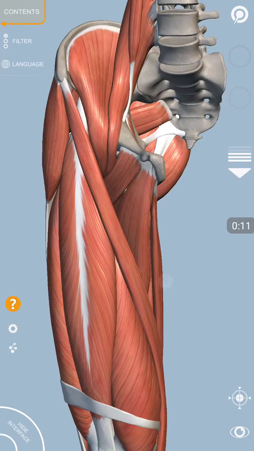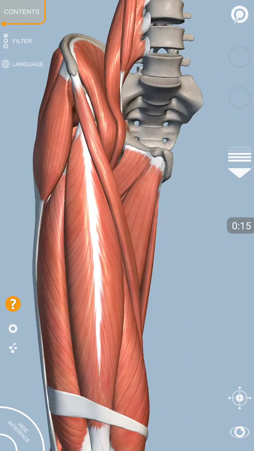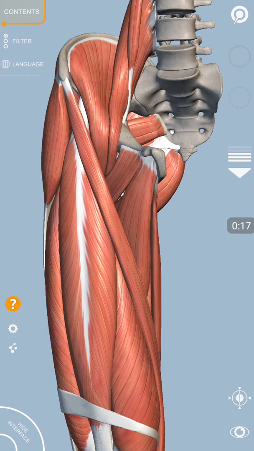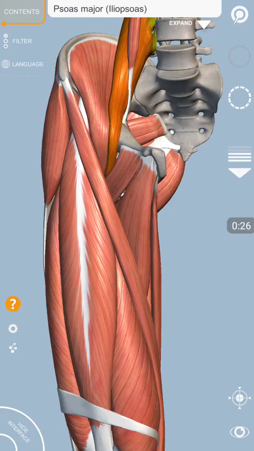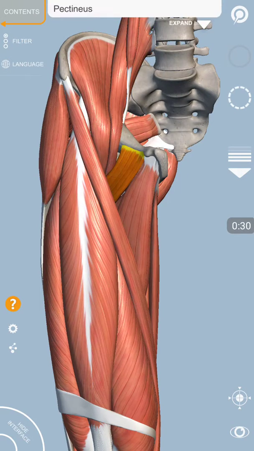So femoral triangle, as the name indicates, is a triangle, but this triangle is an inverted one. Its base is directed upwards and its apex is directed downwards. So it is present in the upper medial part of the thigh.